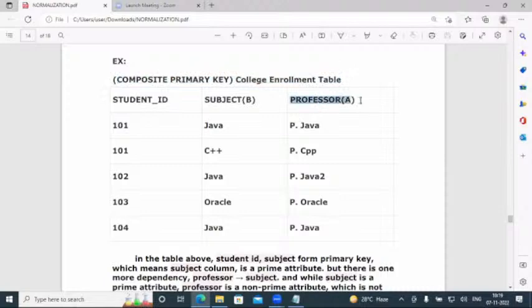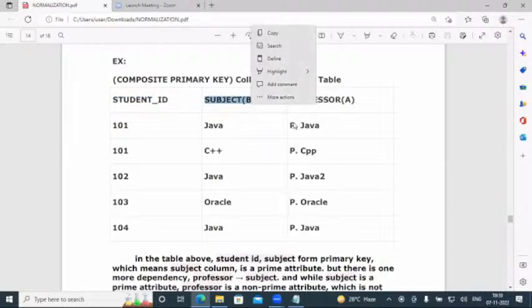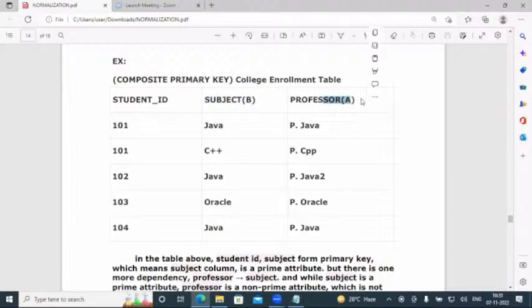Professor is a non-primary key column. Then you can see the professor depends on what? Subject. That's common. Professor depends on the subject, not on the student. Okay. But in these two, you can see whether professor is a super key or not. Check it out. Not a super key, because Professor Java. It's not a super key.